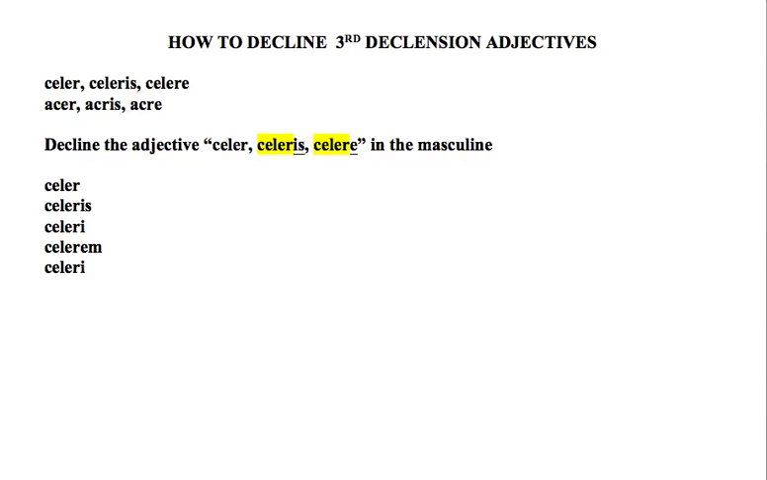There are the singular forms. I'll give you a few seconds to run through your plural forms if you haven't finished. And there we have the adjective celer, celeris, celere declined in the masculine. One last time, and then you can go on and work with the flashcards and take the checking for understanding quiz. I'm going to have you decline the adjective celer, celeris, celere in the feminine.